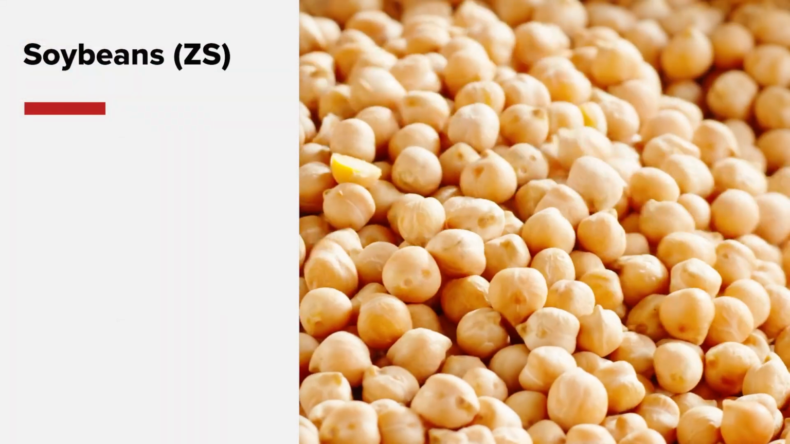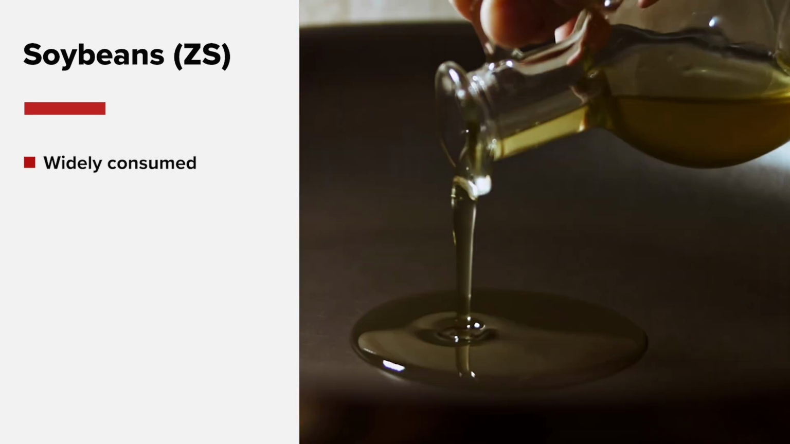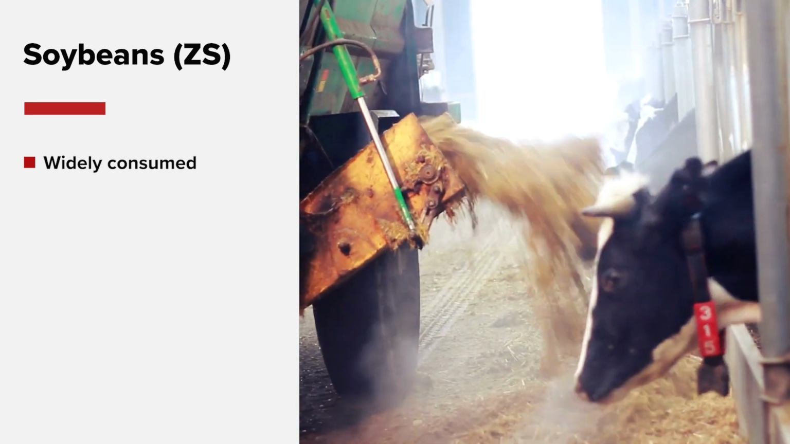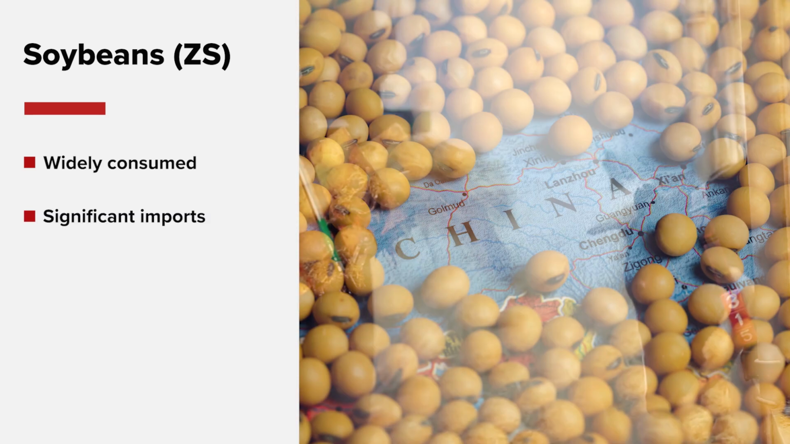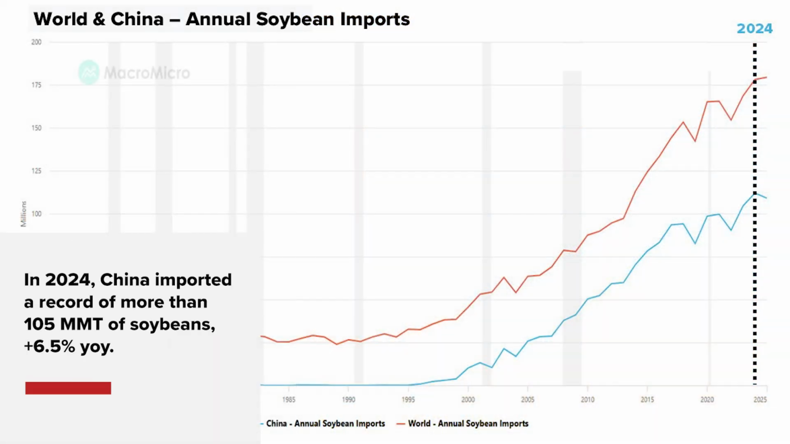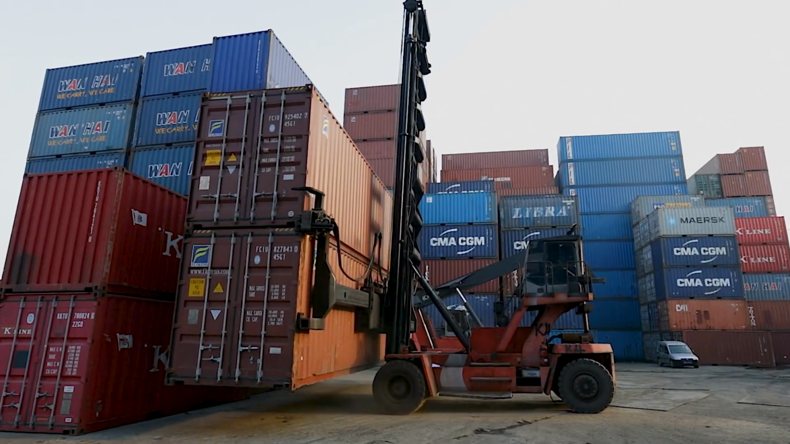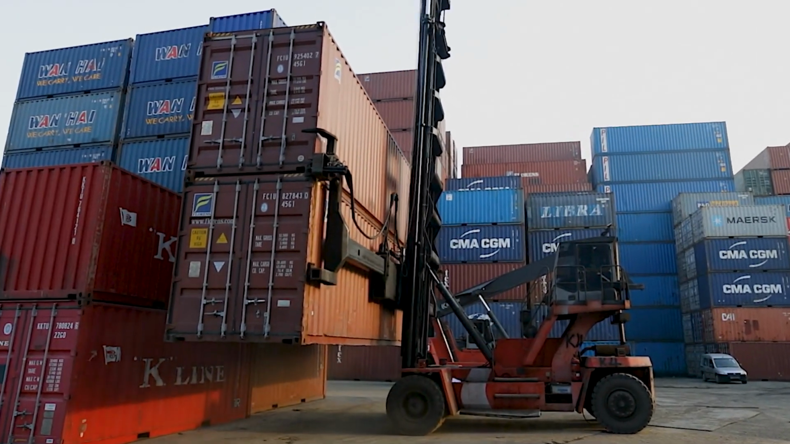Similarly, soybeans are commodities that are also widely consumed and can play vital roles in everything from cooking oil to livestock feed. And soybeans have historically seen significant imports into countries like China. In 2024, for example, China imported a record of more than 105 million metric tons of soybeans. This was an increase of 6.5% over the prior year. And according to Grain News, this was mainly driven, among other reasons, by factors such as a fall in prices and strategic stockpiling ahead of anticipated trade tensions with the US.